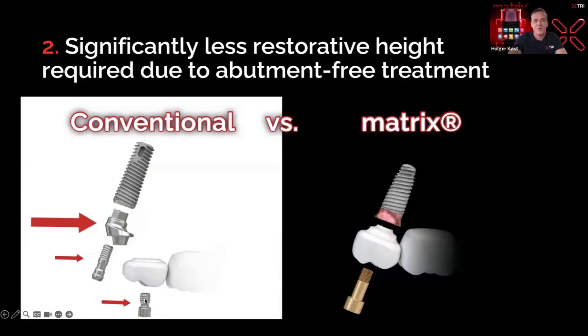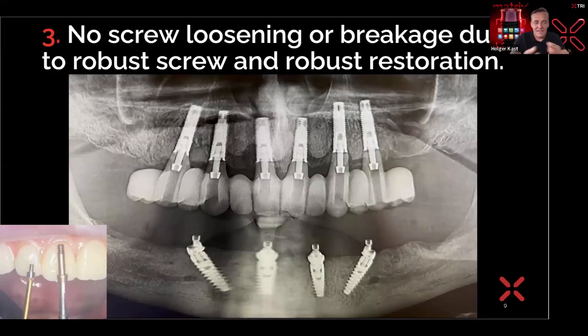Here is a prosthetic screw on multi-units compared to the bolt screws from the TRI matrix system, which gives you absolutely stable and strong stability and no screw loosening. You can see that a little better on an X-ray, which I just added here. This is an all-on-6. We have very strong screws compared to the classical multi-unit screws.